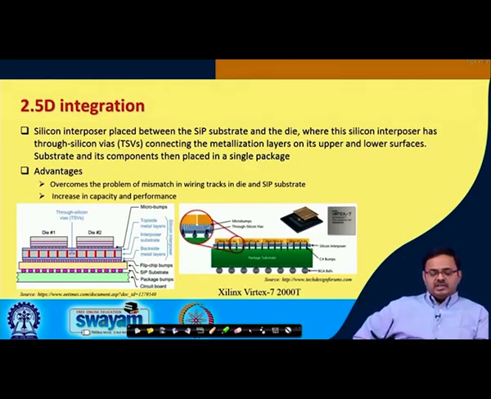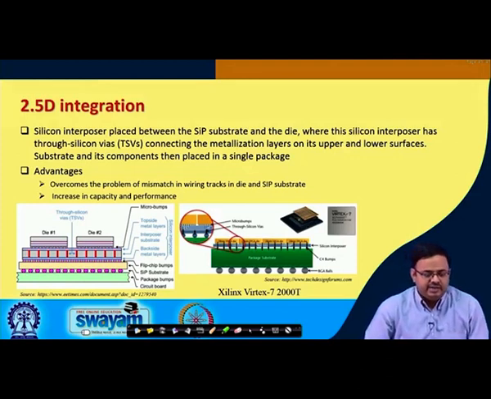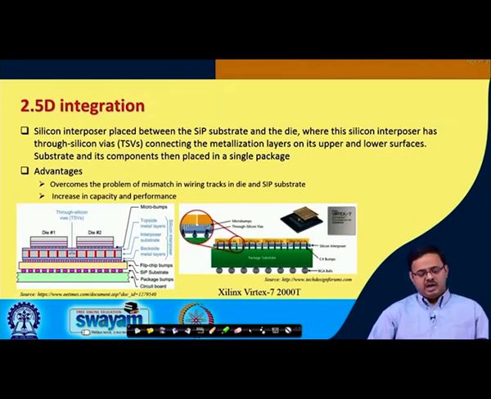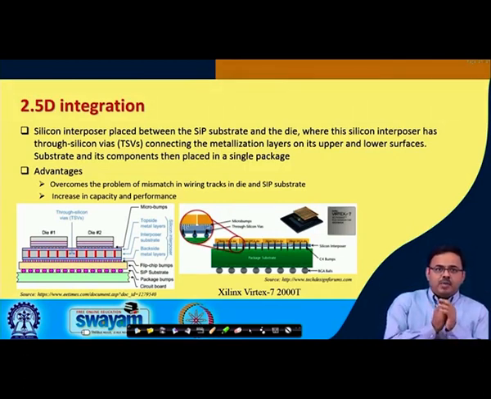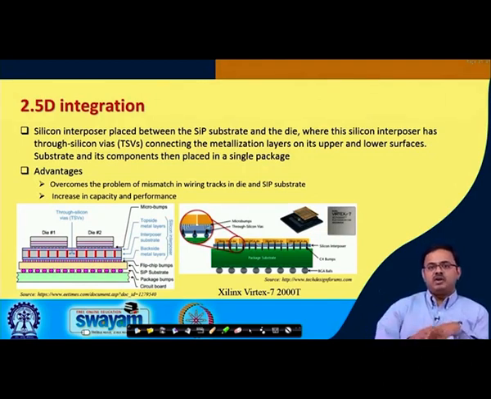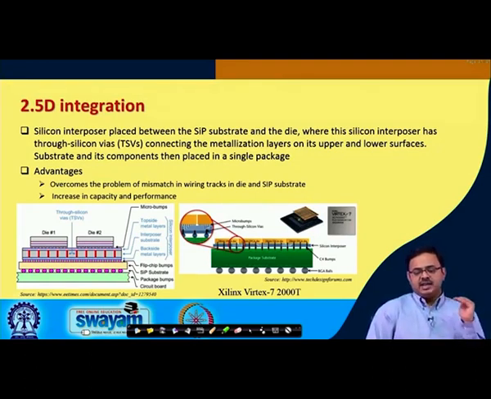But when you come to integration, this is what is called 2.5D integration. First of all, you have a system in package substrate, and then you want to put further dies on them. The problem is that these wiring traces, or wiring tracks as we call them, are very different. So, if you just put one on top of the other, there will be a lot of mismatch. Therefore, in 2.5D integration there is something called an interposer made of silicon, which is placed between the substrate and the die.